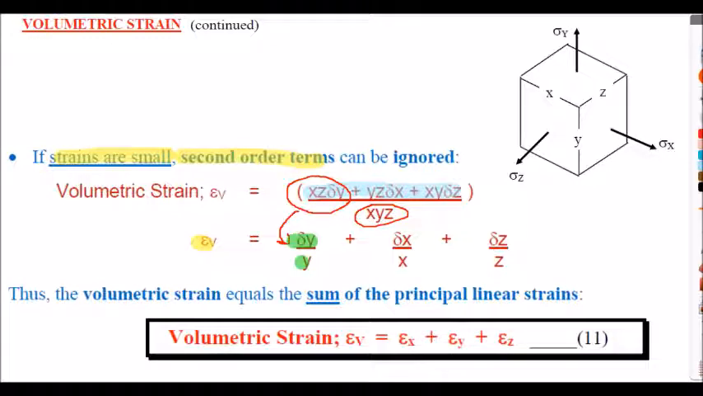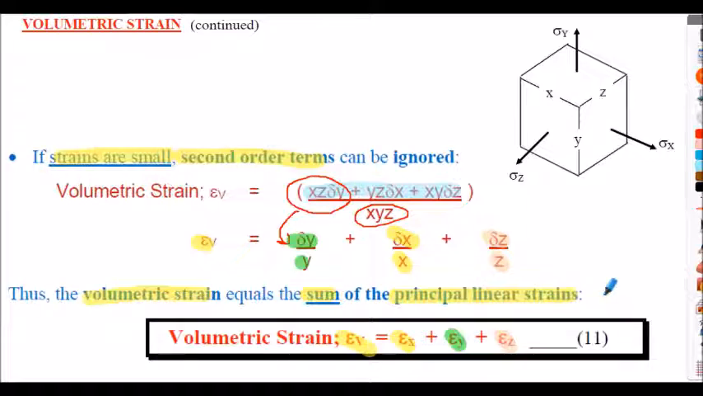You've got the change in length in the x direction divided by the x. That's strain in the x direction. Change in the z divided by the z, that's strain in the z. And that's what you're seeing down here. There's my strain in the z, there's my strain in the y, there's my strain in the x. So therefore the volumetric strain equals the sum of the principal linear strains.